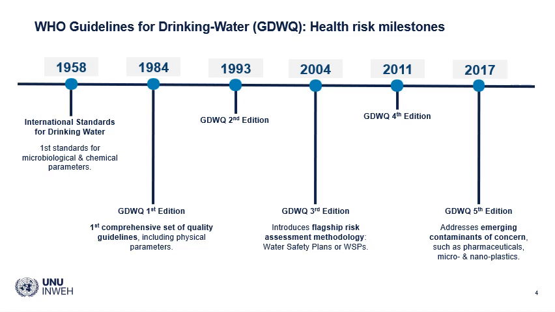It is important to note that the latest edition addresses emerging contaminants of concern, such as pharmaceuticals, micro and nanoplastics. While the 2017 edition addresses some emerging contaminants of concern, this is still an area that requires a significant amount of research, including advances in technology to detect emerging threats.